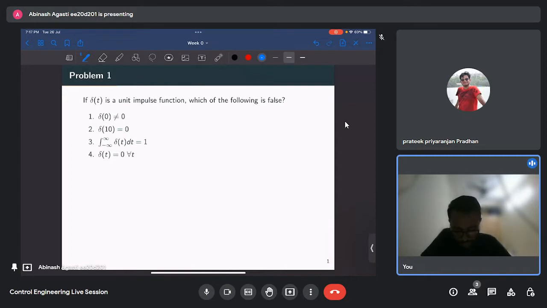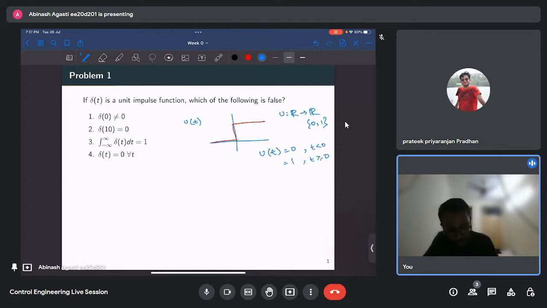The first problem is, if delta t is a unit impulse function, which of the following is false? So before we get into this, let us look at what the definition of delta t is. We all know what u of t is, that is the unit step function. The unit step function is defined over the entire real numbers, and it gets mapped into the real line as well. Although it takes only two values, 0 and 1. So u of t is equal to 0 for t less than 0, and it is equal to 1 for t greater than or equal to 0.